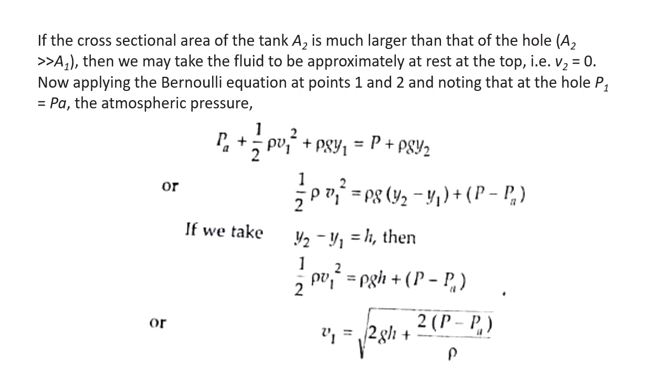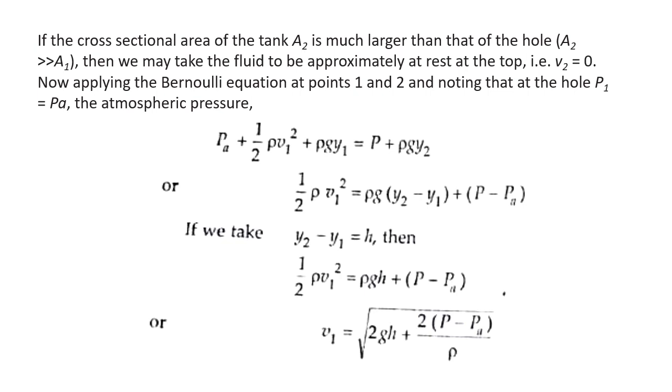If the cross-sectional area of the tank A2 is much larger than that of the hole, as is clear from the diagram, and you also know from practical experience that the tank on the roof of our house has a very large area in comparison to the area of the tap, then we may take the fluid to be approximately at rest at the top of the tank. That means you can consider V2 as 0.